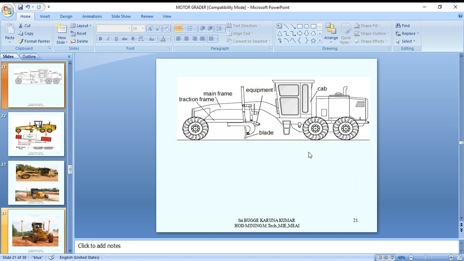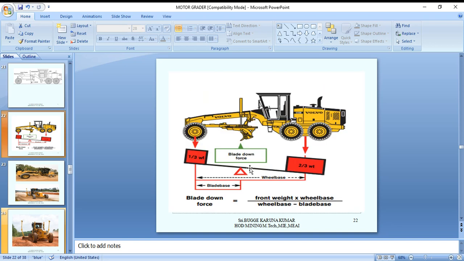Then this is another section showing it very clearly. There is a cabin, there are wheels, there is equipment, the blade, the circle, main frame, traction frame. This traction frame is connecting the gearbox to the front wheel, for the movement of the wheel. This is the actual main frame, the blade, the cabin. Some more pictures are also showing motor grader related images for easily understanding every function of the parts of the motor grader.